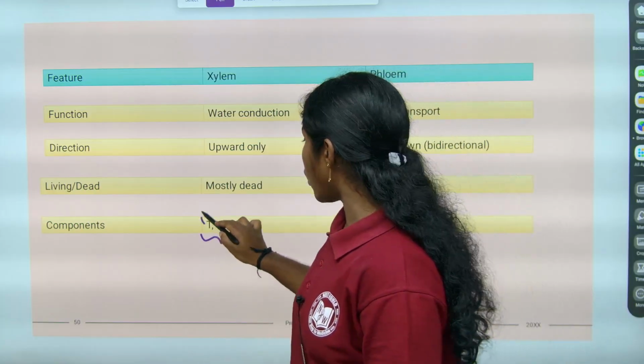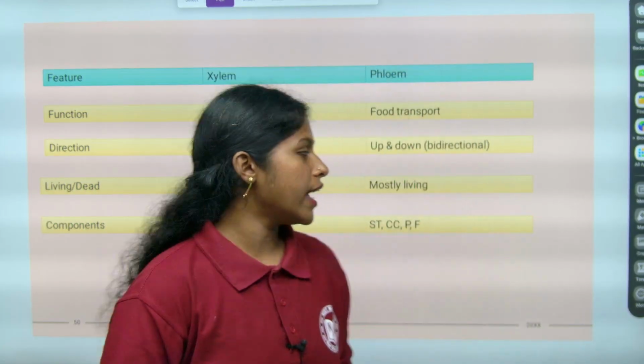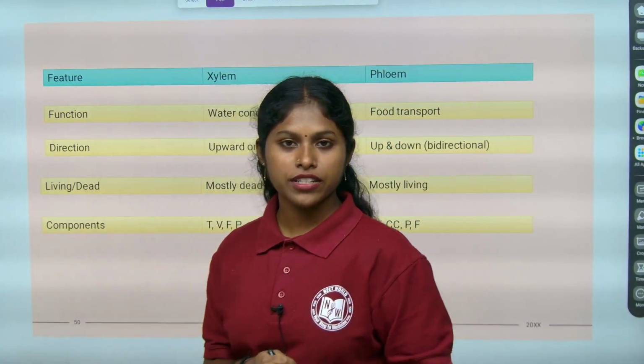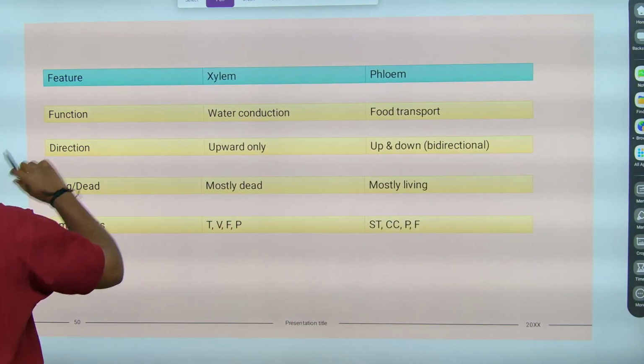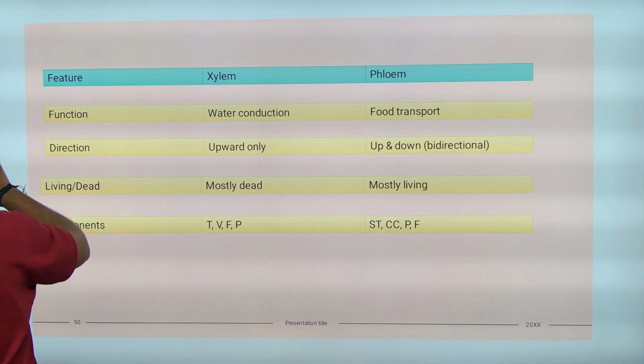Let's see in the next session, children, all about the tracheids and the types of xylem components. I hope you are all clear about today's session. Then we will discuss the phloem also. I have given homework now, children. Let's see the answers to the questions.